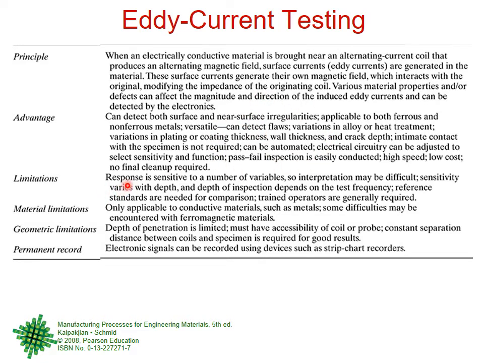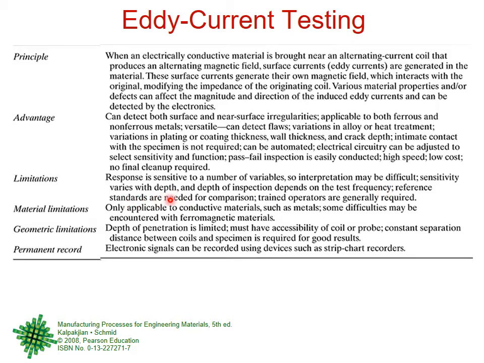Limitations: response is sensitive to a number of variables. So interpretation may be difficult. You see, eddy currents are produced, magnetic eddies are produced, and then they are disturbed by the crack. But if there is any other vibration, any other sound, any other electrical signal, then it will be disturbed, and it will be very difficult to see if something is because of a crack or some other thing. Sensitivity varies with depth, and depth of inspection depends on the test frequency.